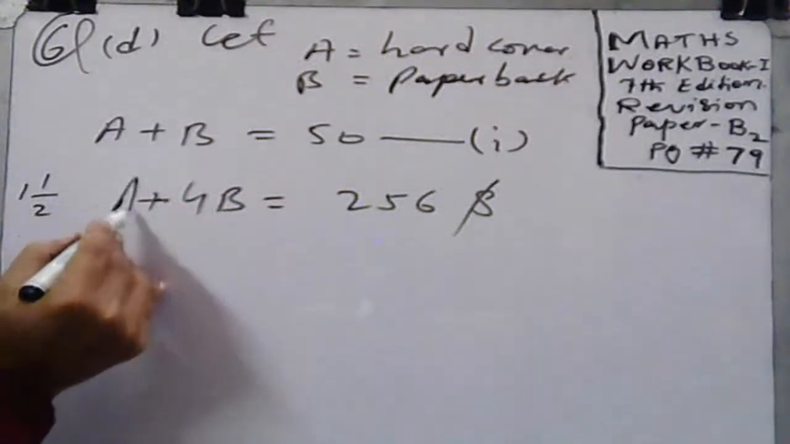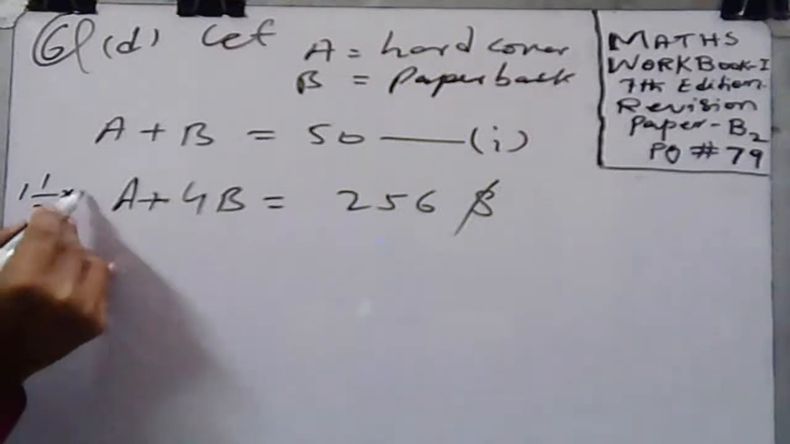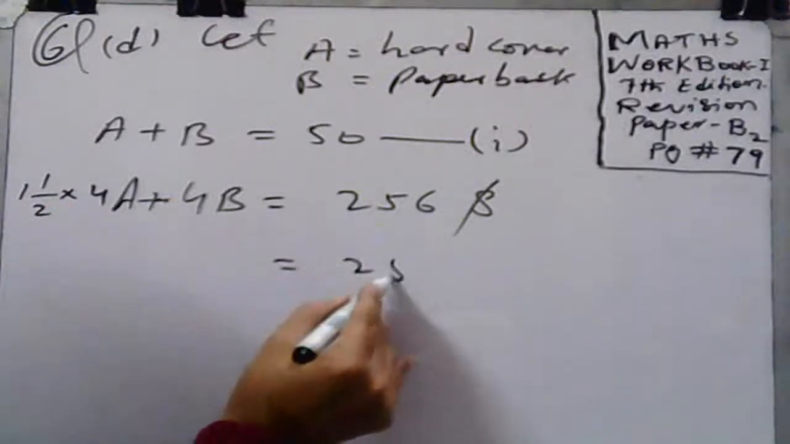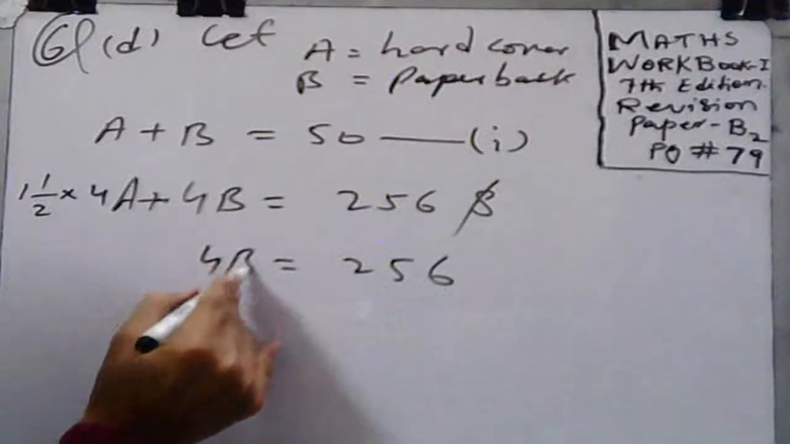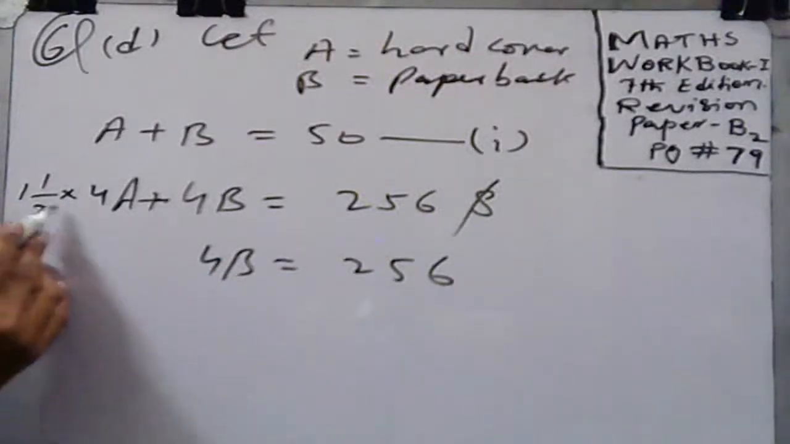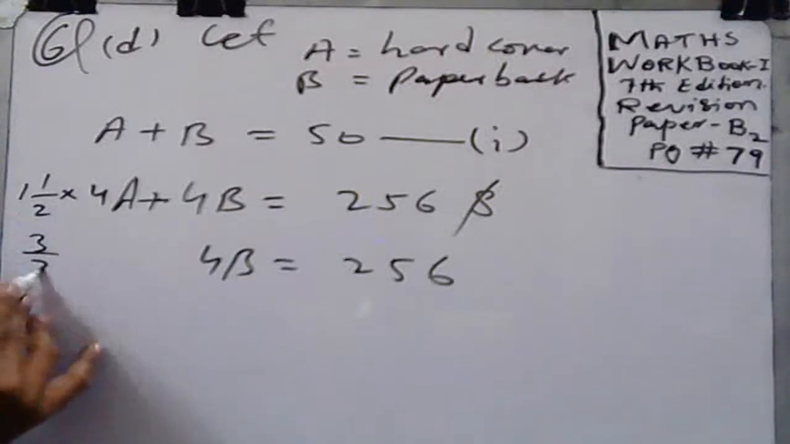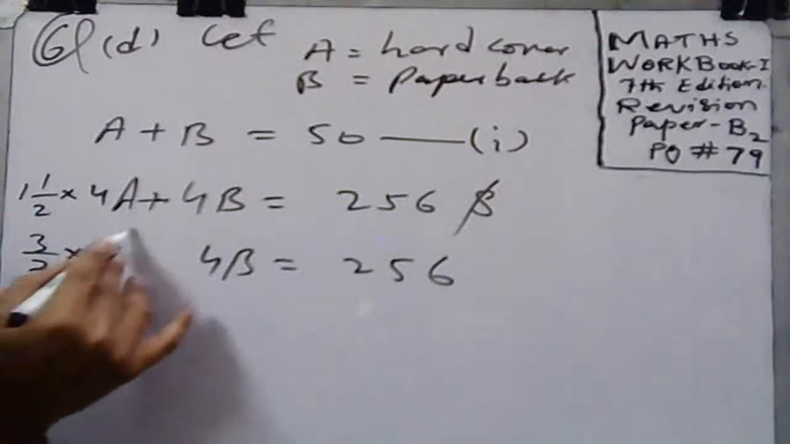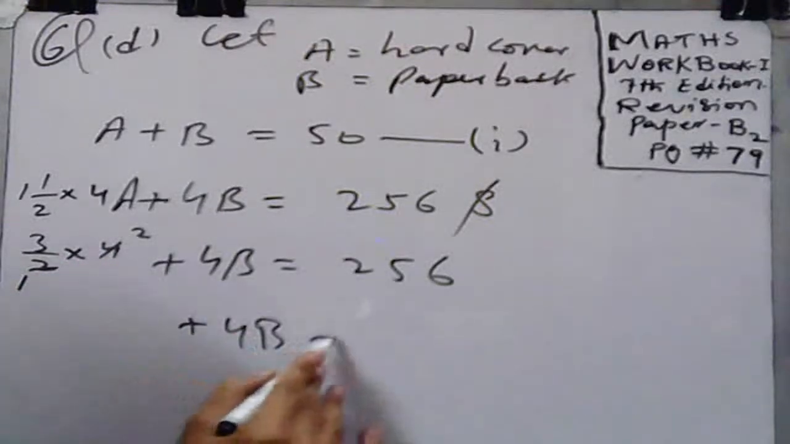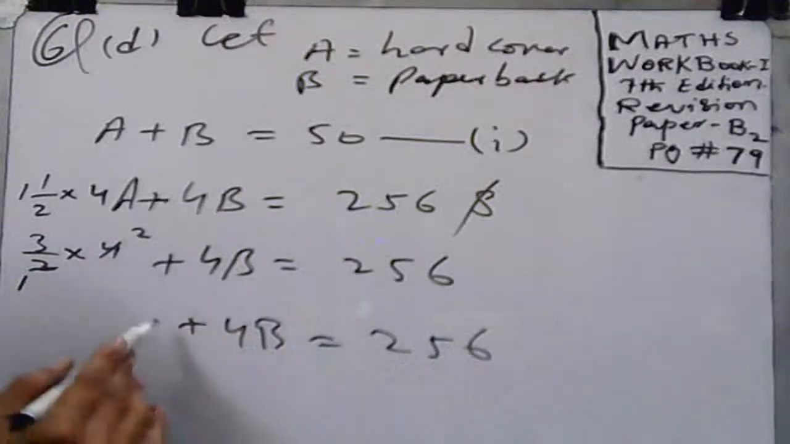After simplification, this will give you 4B, and the whole number will be finished. 3/2 multiplied by 4: 2 ones are 2, 2 twos are 4, so you will get 6A plus 4B equals 256. So that is your equation number 2.